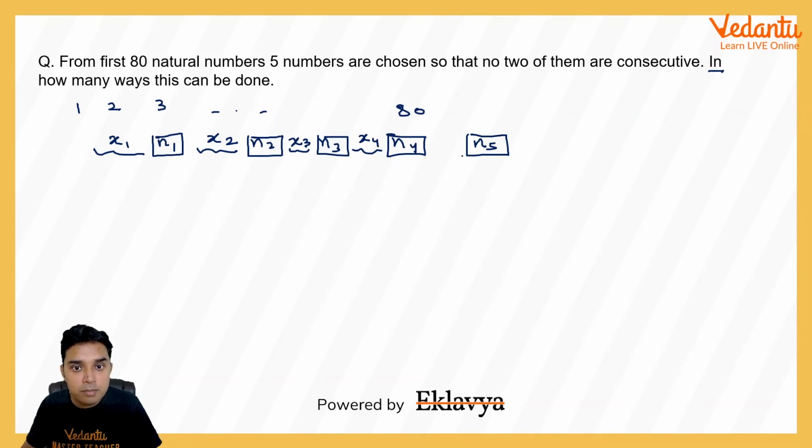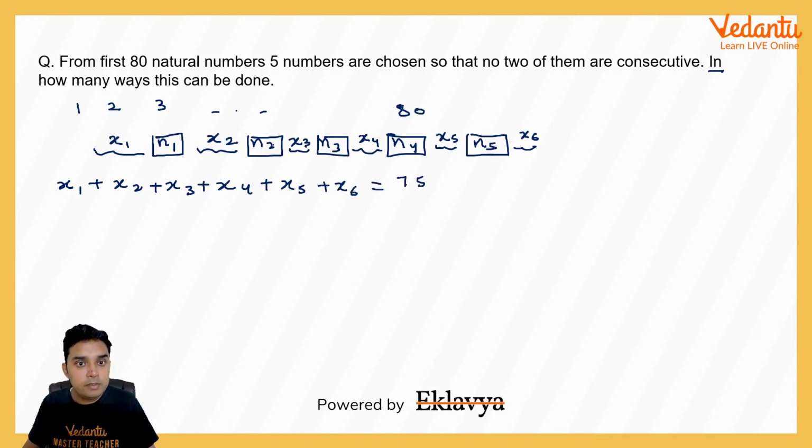Similarly, x4 numbers here, x5 numbers here, and x6 numbers here. So I am sure it is very easy to understand that x1 plus x2 plus x3 plus x4 plus x5 plus x6 will become equal to 75, isn't it? Because 5 numbers are taken away, so this will become 75.